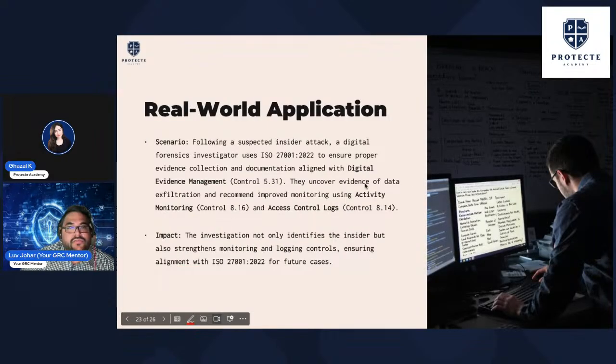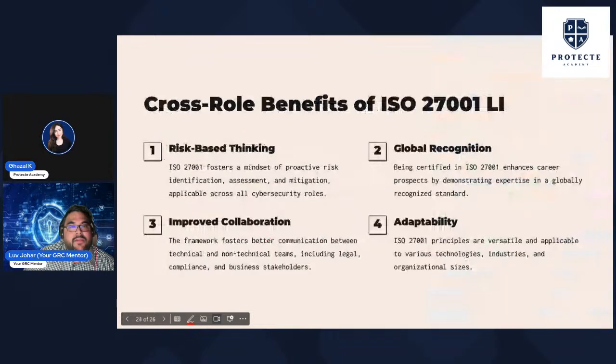Following a suspected insider attack, a digital forensic investigator uses ISO 27001 to ensure proper evidence collection aligned with the digital evidence management control. So these are the controls that can help you in digital forensics. For anybody out there, you see the different controls as per your domain that you can use while implementing the standard.